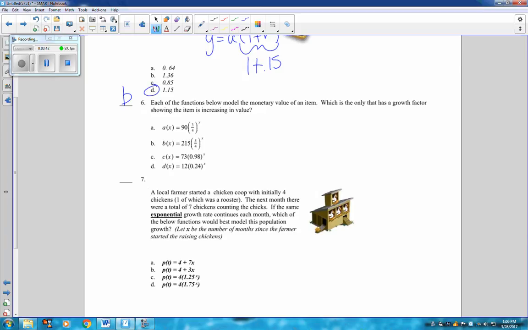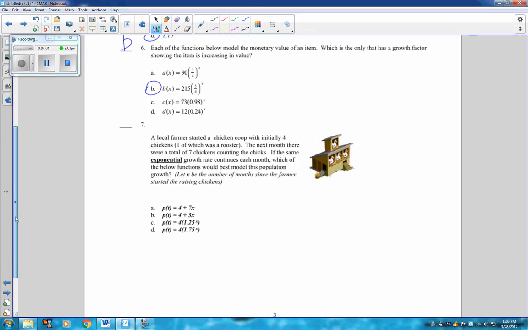Which below models the monetary value of an item that has a growth factor showing the item is increasing. For it to be increasing, your growth factor has to be greater than 1. The growth factor is what's in parentheses. That's the only one in parentheses that's greater than 1. Number 7 is D.